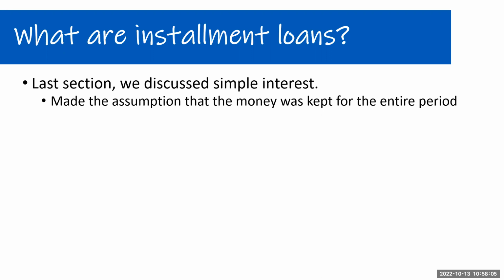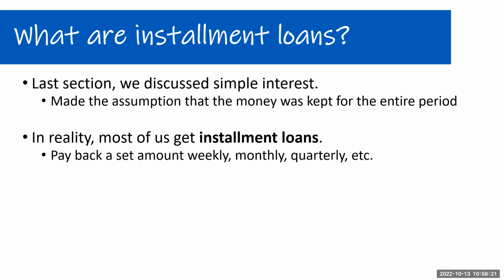Simple interest makes the assumption that money is kept for the entire period. So remember that if you borrow $1,000 for 3 years, simple interest is going to make the assumption that you're not going to pay back that $1,000 until the very end of 3 years. And in reality, that's not what happens, right? In reality, most of us borrow money and we make monthly payments or some other term payments back towards paying off that loan.